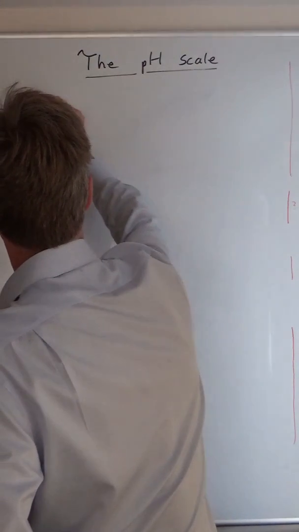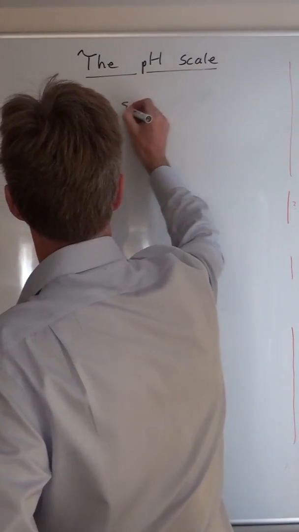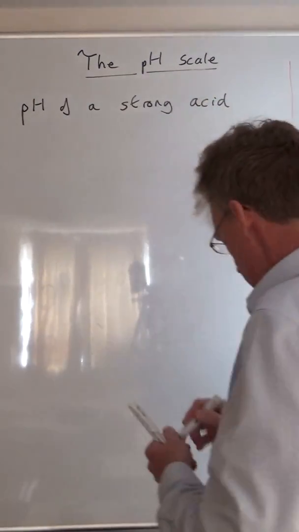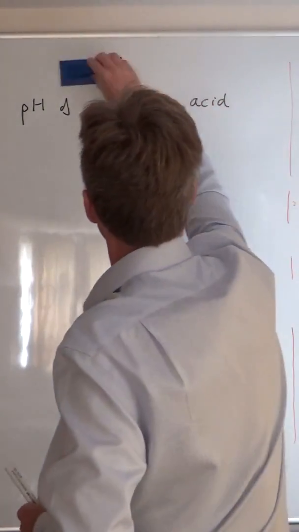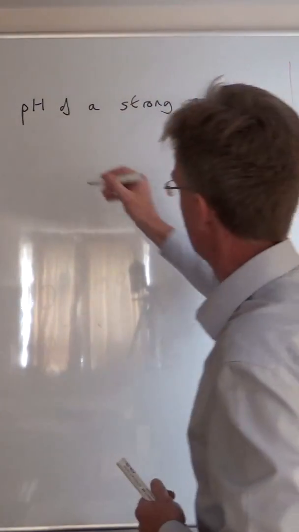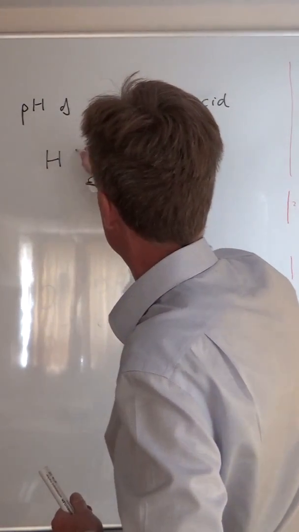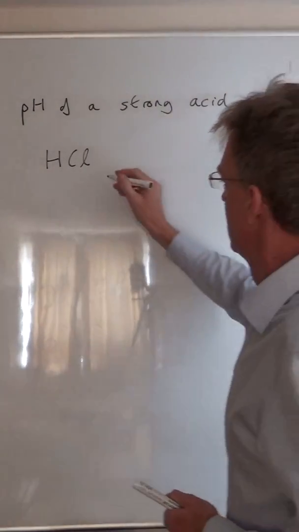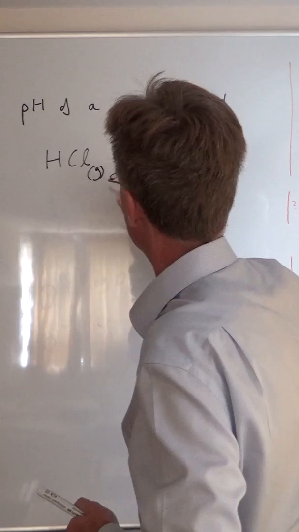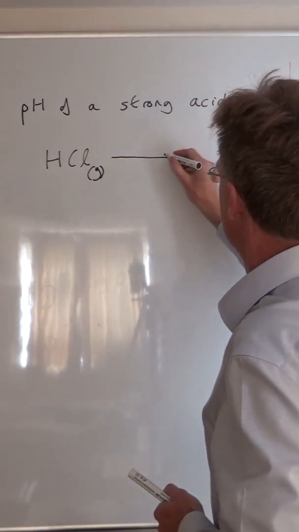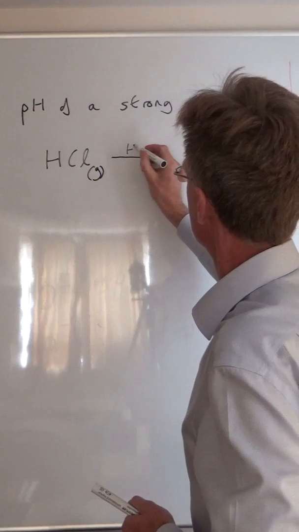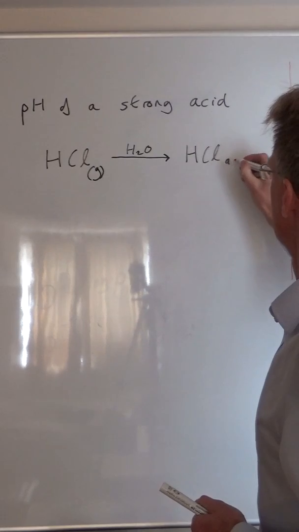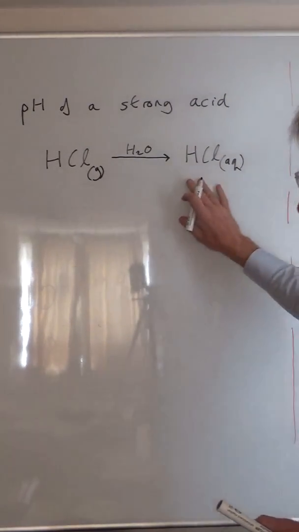So, pH of a strong acid. And here I'm referring to acids such as hydrochloric acid, HCl. Of course, it's only the acid when it's dissolved in water. It's actually a small molecule, a gas, but if we dissolve it in excess water, it becomes HCl (aq), an aqueous solution, and that's when we call it hydrochloric acid.